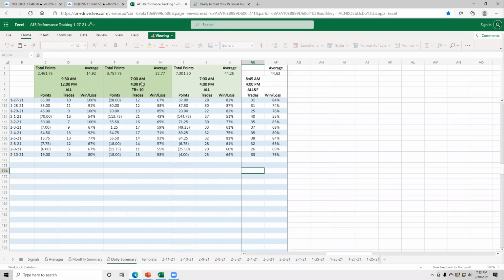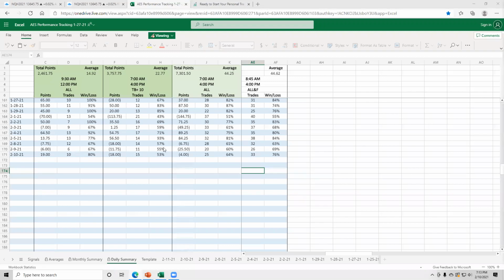This category is from 7 a.m. to 4 p.m. or whenever we cease trading. And we're only taking the trend bias trades and continuation signals. So that's only 2 of the 4 signals. And again, we take a look at what the performance is at the end of the day, summarization for the day, take a look at the total number of trades and what our win-loss ratio is for those particular days.